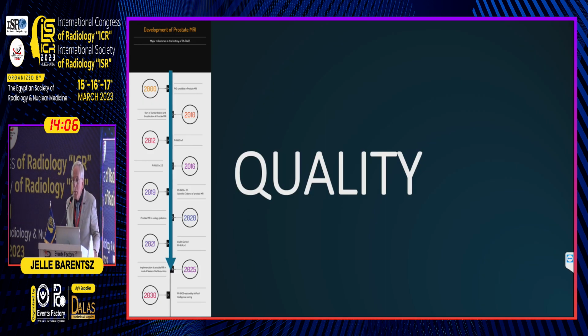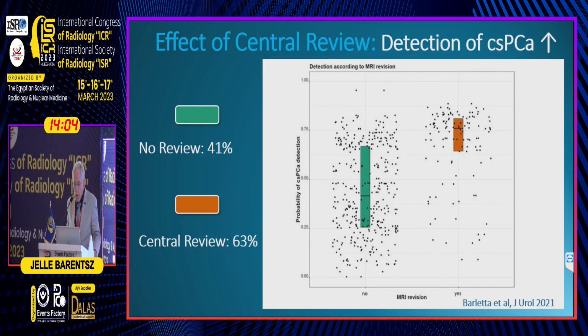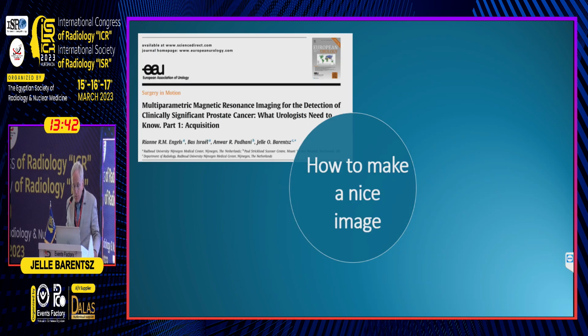So, what about quality? If you look at an expert review of prostate MRIs, you can see that the number of clinically significant cancers here in the orange area is higher, the detection, as compared to the non-experts. Proof that expertise matters. If you want to read how to make a nice image, you can go to European Urology.